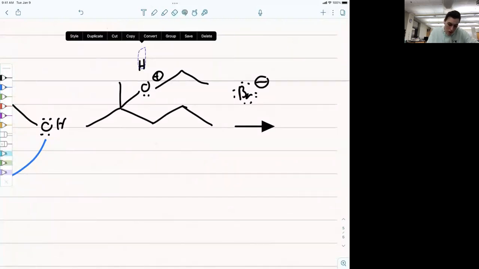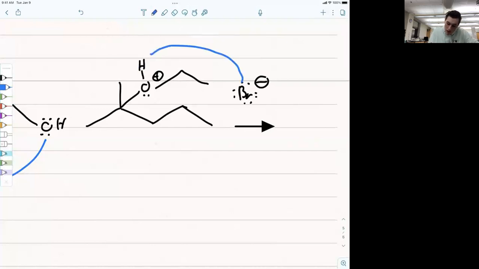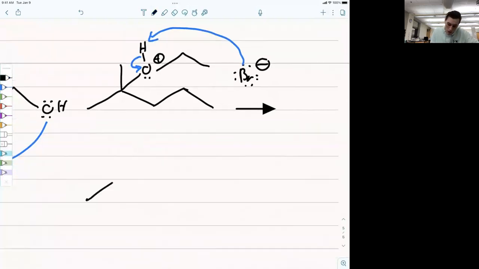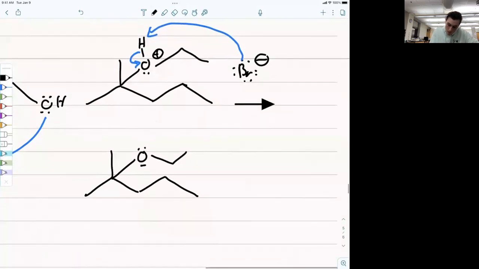And then I'm just going to redraw my hydrogen a little bit further away, but bromine will come and take this hydrogen and push the electrons that were in that bond back onto the oxygen. And what will happen with that is this. And that's going to be our final product. Oxygen has 2 bonds, so it's happy. The bromine took the H, and now we're all good. So that's a full SN1 reaction.